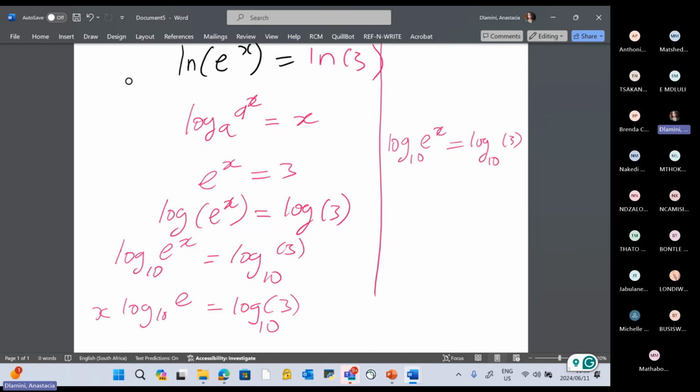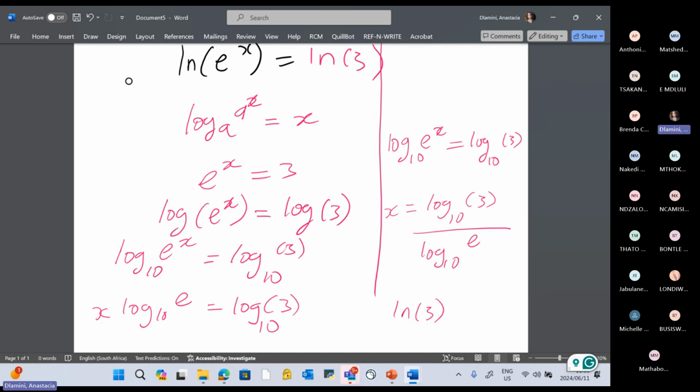Maybe if we solve using a calculator and see if we can get the same expression, because I'm seeing something different here. Can someone check if x equals log of 3 base 10 over log of e base 10 is the same as ln of 3? Because you asked a very valid question.